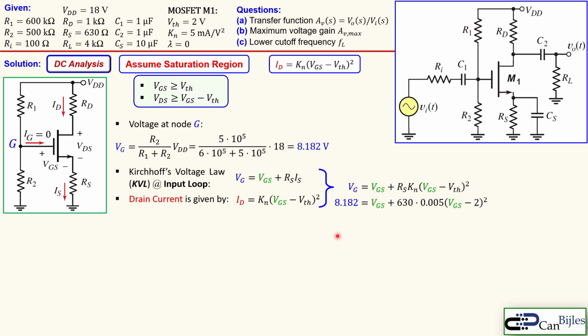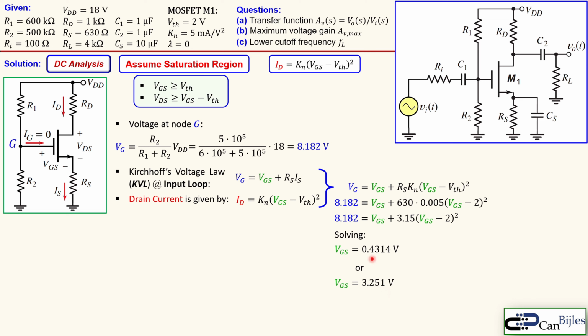So let's substitute that. We see here the 630, because that's Rs. We also have the Kn, which is 0.005, which is 5 milliamps per square volts, and the threshold voltage for the MOSFET is 2 volts. Now you multiply these two, and that will be 3.15. Now you can solve this using a solver. That will result in two solutions. One of them is 0.4314 volts, and the other one is 3.251 volts.